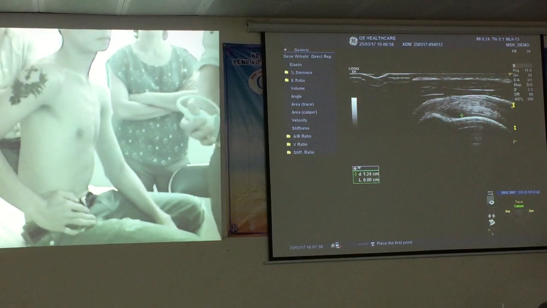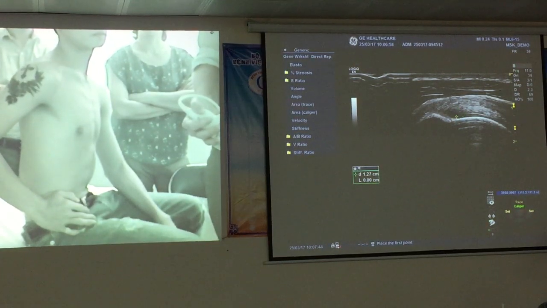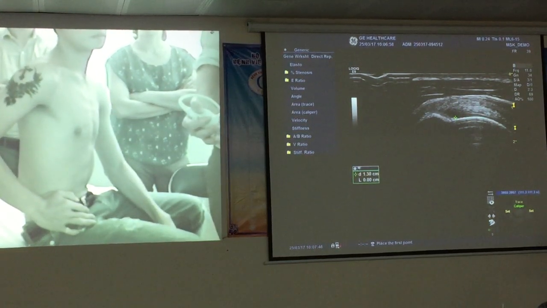delta. So we can see here that there's this hypoechoic area right next door to where the cartilage comes across.